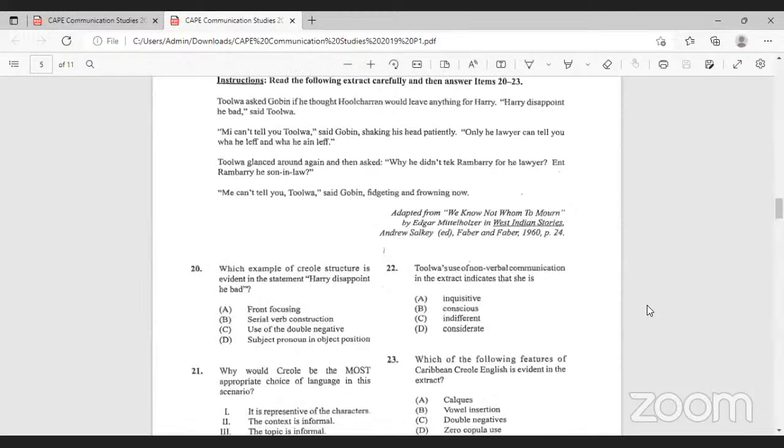So 20, which example of Creole structure is evident in the statement, "Harry disappointed he bad"? Is it front focusing, serial verb construction, use of double negative, or subject pronoun in object position? 20.